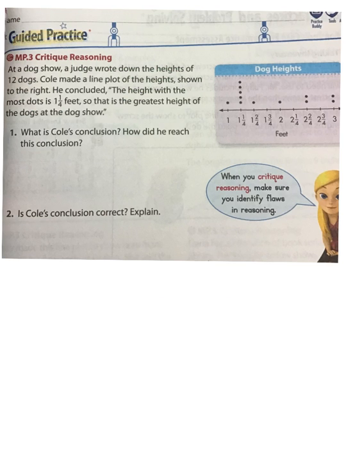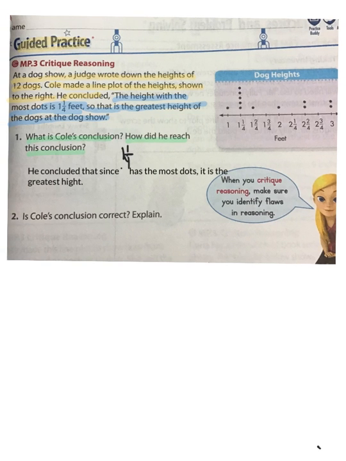Let's do the guided practice together. At a dog show, a judge wrote down the heights of 12 dogs. Cole made a line plot of the heights shown to the right. He concluded, and this is his statement, the height with the most dots is 1 1/4. So that is the greatest height of the dogs at the dog show. What is Cole's conclusion, and how did he reach this conclusion? He concluded that since 1 1/4 has the most dots, it is the greatest height.